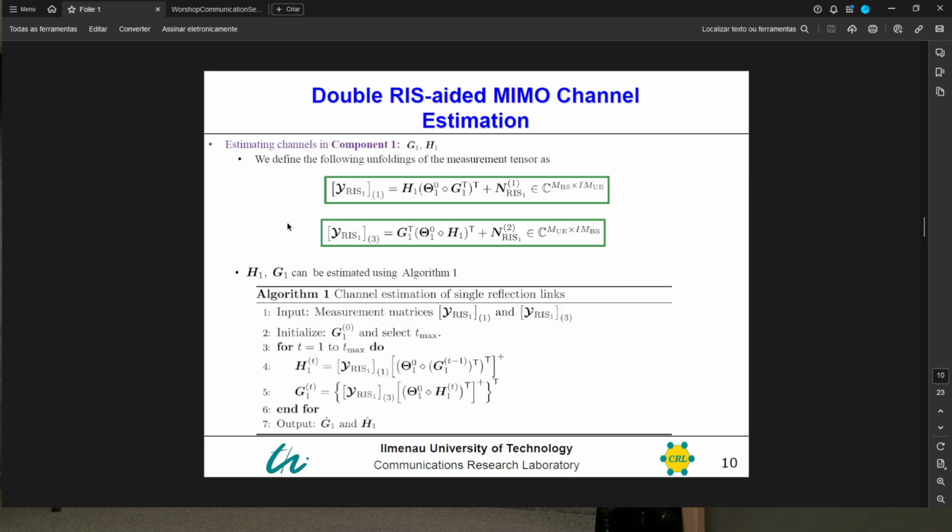So we define, for the measurement tensor in the previous slide, the following unfoldings. This is the first mode and the third mode unfoldings of the tensor that we defined before. And then to estimate H1 and G1, we use this Algorithm 1, where we use least squares Khatri-Rao factorization. Then we obtain H1 and G1 in a sequential order until the algorithm converges.